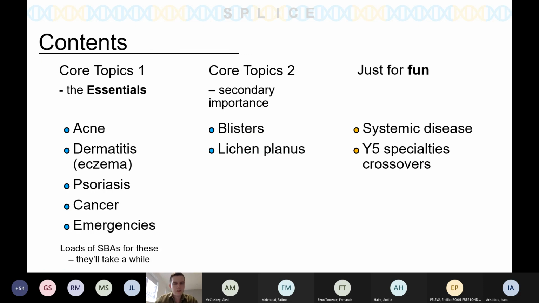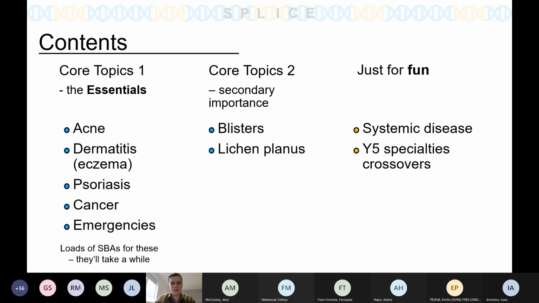And then, yeah, if you look at this first column on the left, this makes up the first half of the lecture. These are what we've got loads of SBAs on. So acne, eczema, psoriasis, cancer, and some derm emergencies. I think you may be guaranteed to get 1 or 2 SBAs on each of those topics in the exam. So maybe 10 or 15 roughly. You might get 1 or 2 on blisters and lichen planus, and then at the end we can do some spot diagnoses. I haven't got any SBAs for them.